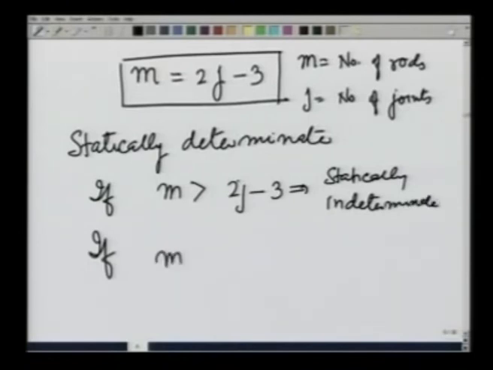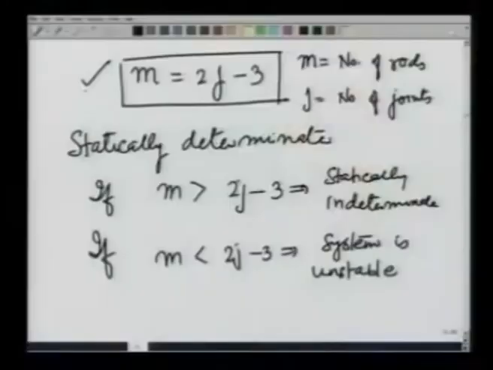On the other hand, if m is less than 2j minus 3, then the system is unstable. I have not provided enough members or rods to provide enough forces to keep the system in equilibrium, and therefore the system may collapse. So, to make it statically determinate, I need m members in a truss with m being equal to 2j minus 3, where j is the number of joints in this. Let us understand how this condition comes about.